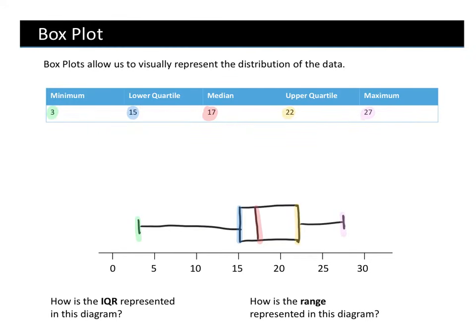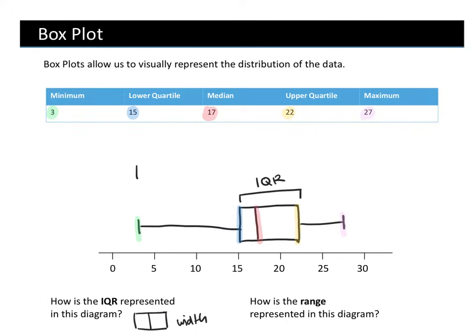Absolutely. We know to find the interquartile range, we have the upper quartile minus the lower quartile. So the width of this box is going to give us the interquartile range, okay? So it is the width of the box. Okay, how is the range represented in this diagram? So we know that this part here is the interquartile range. And how is the range represented?